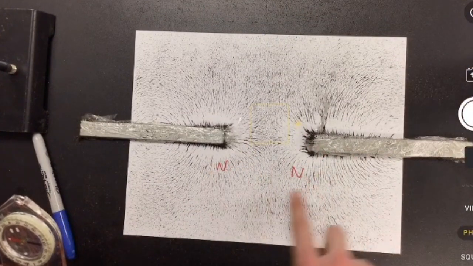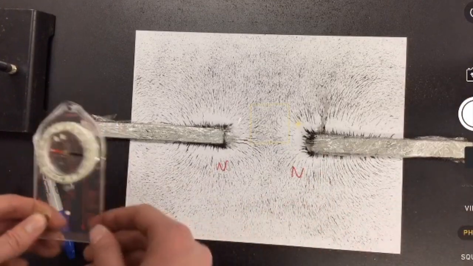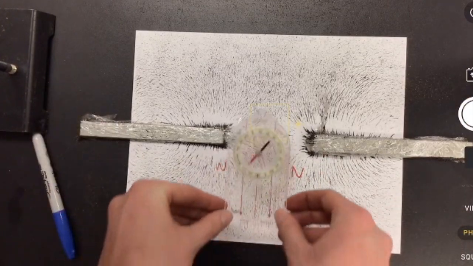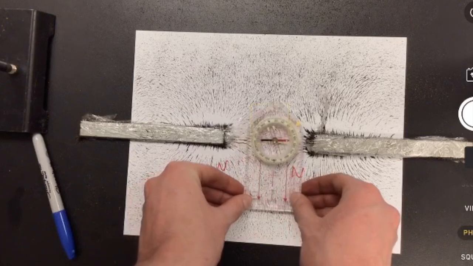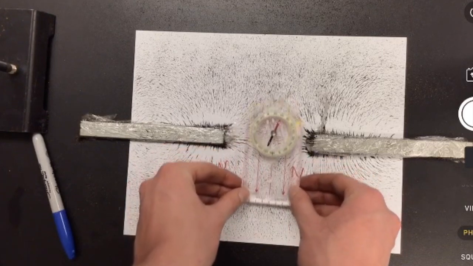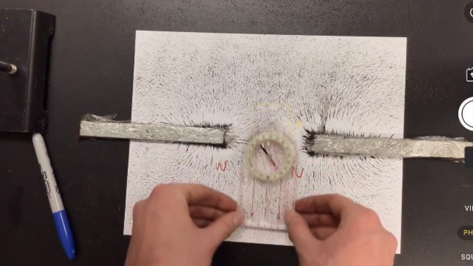Okay, so here I've already done the iron filings for two like poles that are near each other, right? So a north and a north. So these magnets are repelling each other right now. Okay, so what does the compass, the test magnet, say about the direction of the field lines?